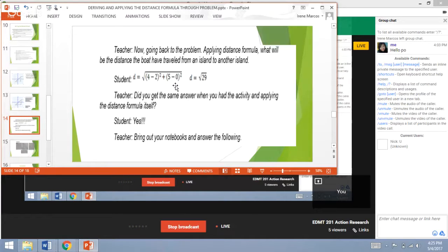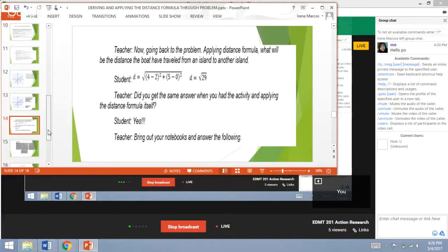and the boat. So they applied that, assuming that 2, 0 is actually x1 and y1, and 4, 5 is actually x2 and y2. So applying the distance formula, assuming d is the distance, they take the square root of x2 minus x1 quantity squared plus y2 minus y1 quantity squared. And see, they all arrive at the same answer: square root of 29 or roughly 5.38.